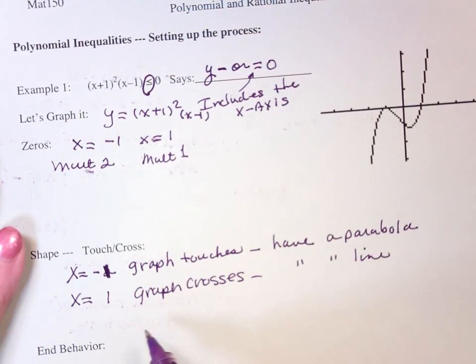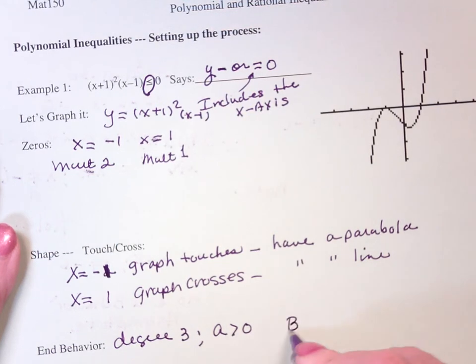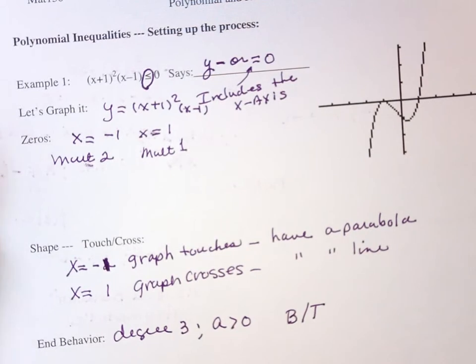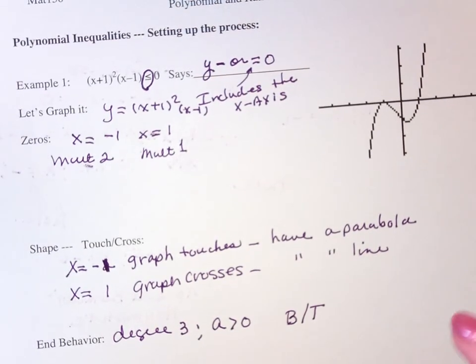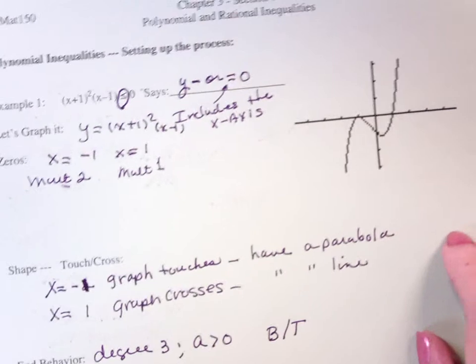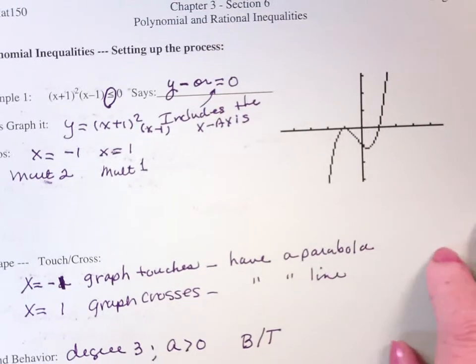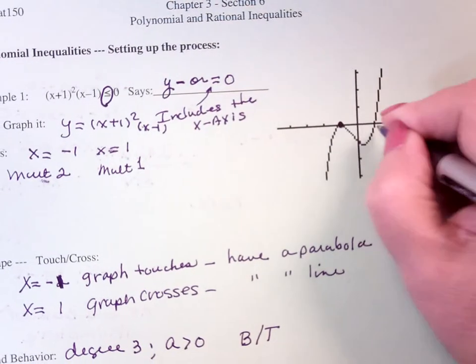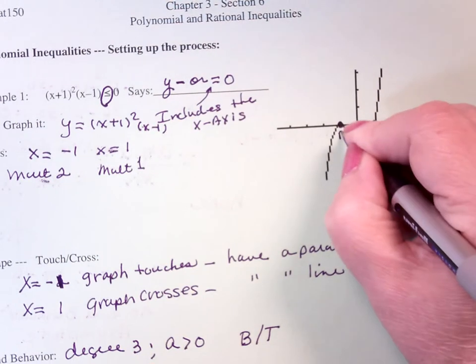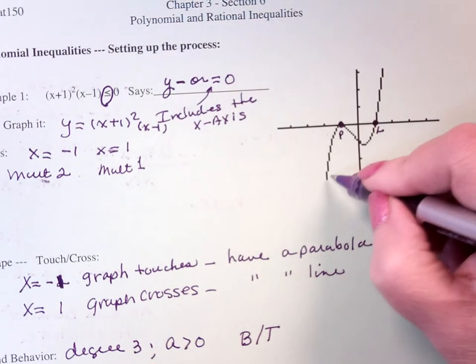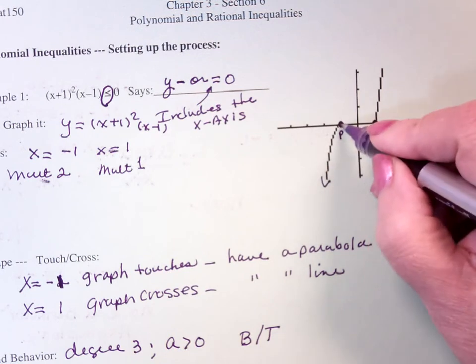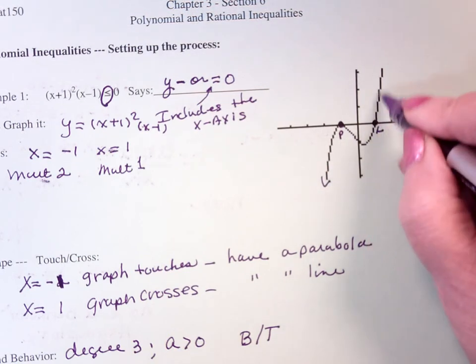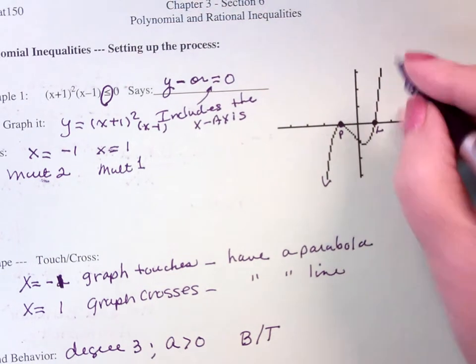In end behavior, this is degree 3, with a positive leading coefficient. So this goes from bottom to top. It's odd multiplicity, so BT, alphabetical order. So if I go to graph this, I put my 2 zeros on. This is a parabola, this is a line. It comes up from the bottom, touches, comes back down, crosses like a line, and then goes back out, bottom to top.